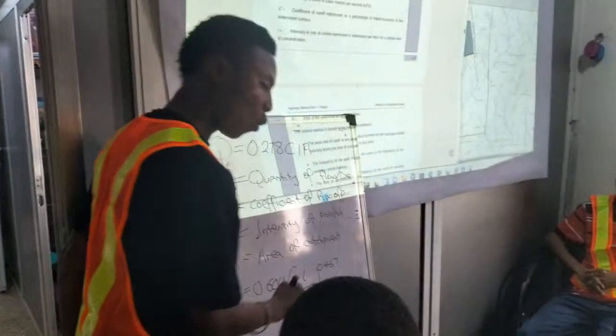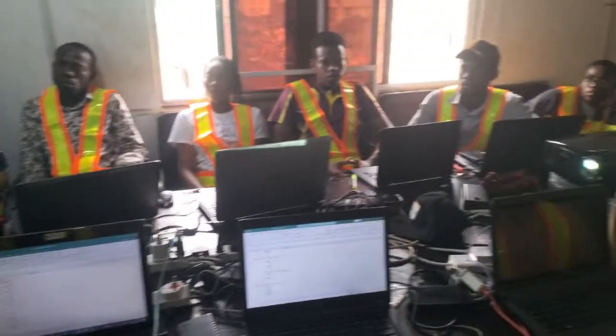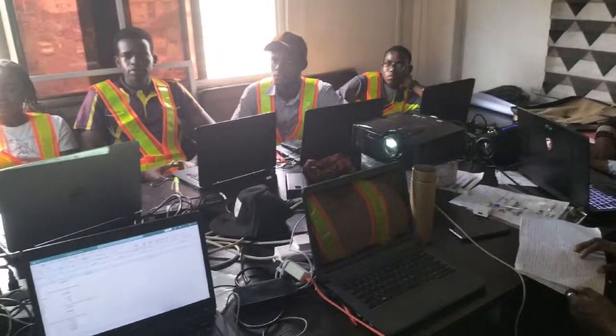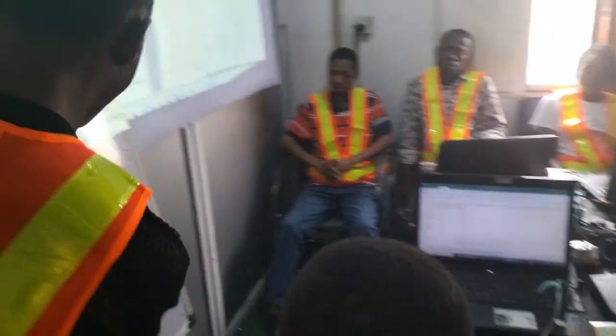Our R is the roughness coefficient. We are going to calculate with that. There are formulas in the highway manual. Maybe with time we can decide to share the manual for your personal learning. Then our L is the hydraulic length.